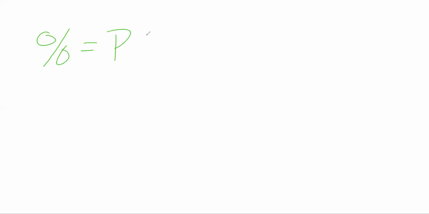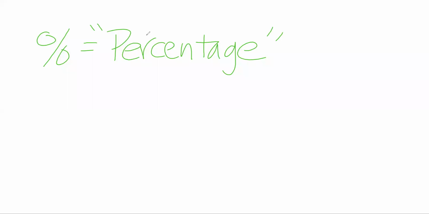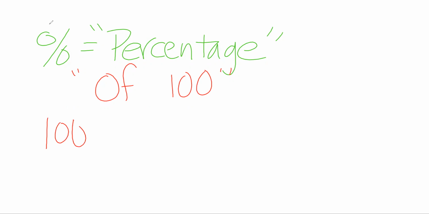Percentage means of 100. That's what percentage means. When we're looking at percentage, we're looking at what is the total out of 100? Because 100 is everything. 100% is all. That's why I often laugh when I hear athletes say, oh, I was out on the field and I gave 120% today. Well, actually, you can't. You can only give 100%. 100% is all of it. It's the max.